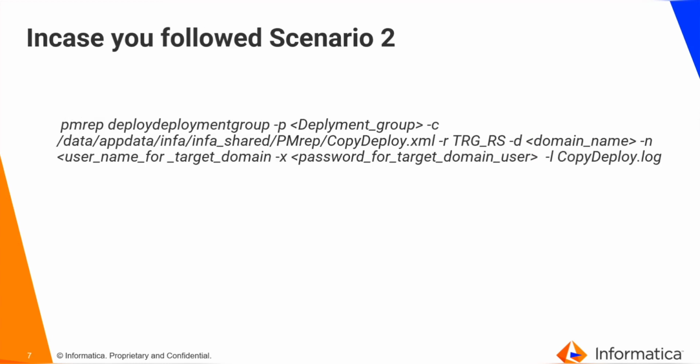In case you followed scenario two, that is connecting to the source repository from your target domain server, and for the deployment group you are performing this, that means you are trying to connect to your target repository from the target domain server itself. The domains.infa file under your target domain server will obviously have the details like your domain name, host name, etc. So that's the reason why we are directly using hyphen D instead of hyphen H and hyphen O.